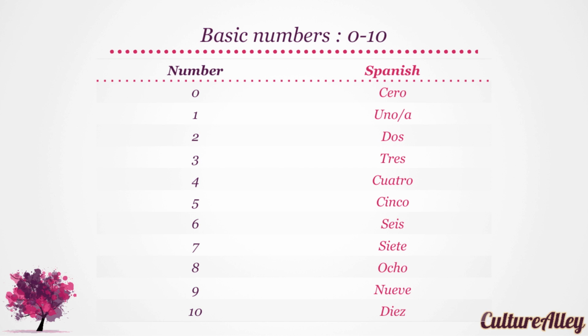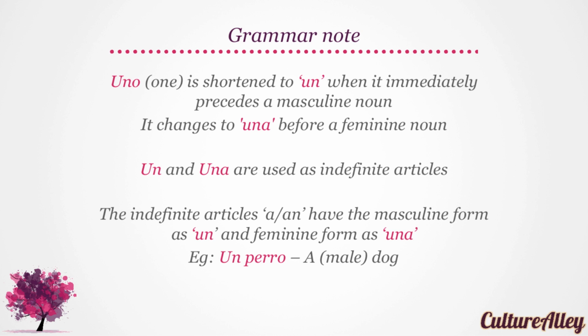Diez. Great. Uno, 1, is shortened to un when it immediately precedes a masculine noun. It changes to una before a feminine noun. Un and una are used as indefinite articles. The indefinite articles a or an have the masculine form as un and feminine form as una. For example, un perro is a male dog.